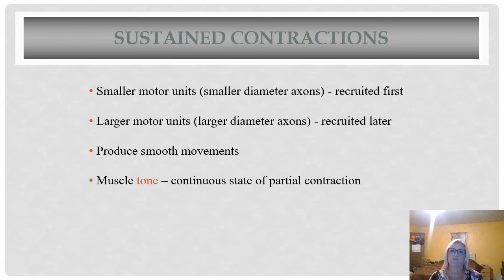So summation and recruitment together can give a sustained contraction of increasing strength. Individual twitches don't usually occur. Several muscle fibers are usually going to be responding together to make a smooth movement instead of a jerky contraction.